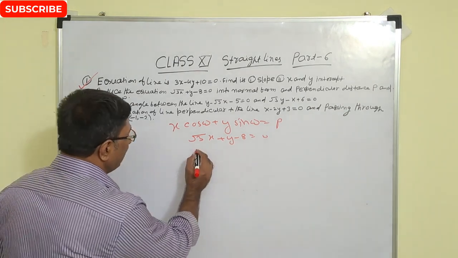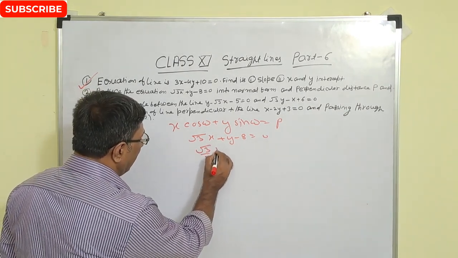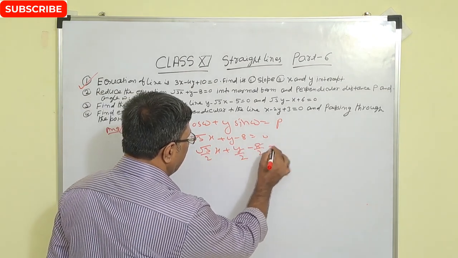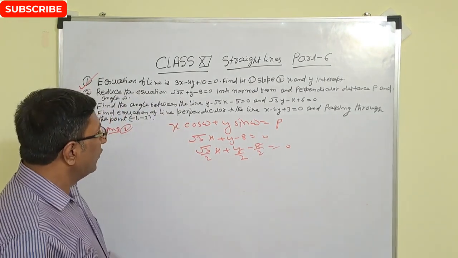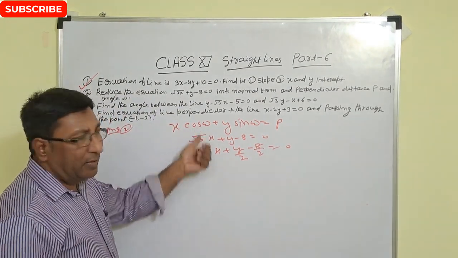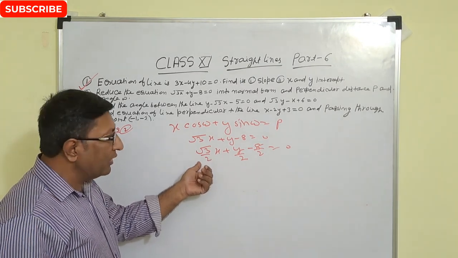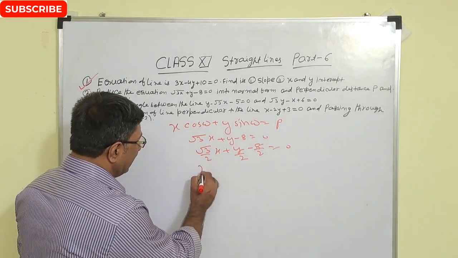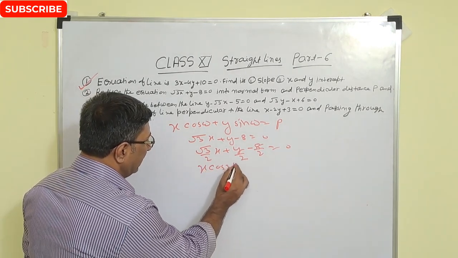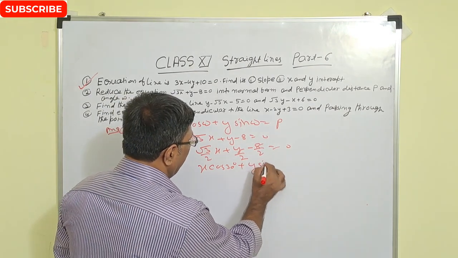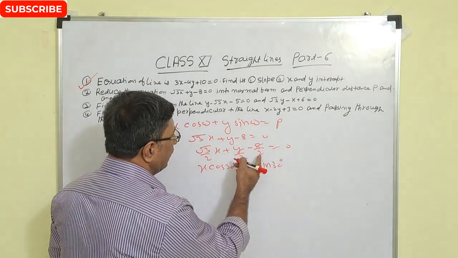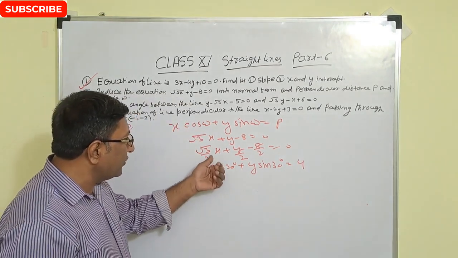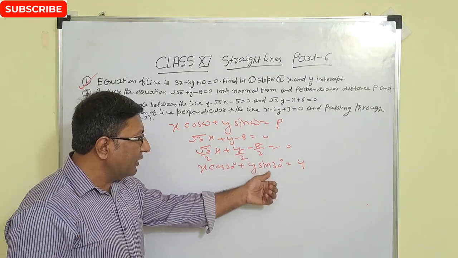When we divide this equation by 2, we will get root 3 by 2 x plus y by 2 minus 8 by 2 equal to 0. Now you know that this is x cos omega. So cos 30 degrees is what? Root 3 by 2. And sin 30 degrees is what? Half. So we can write x cos 30 degrees plus y sin 30 degrees, and this is 8 by 2, so this is equal to 4.